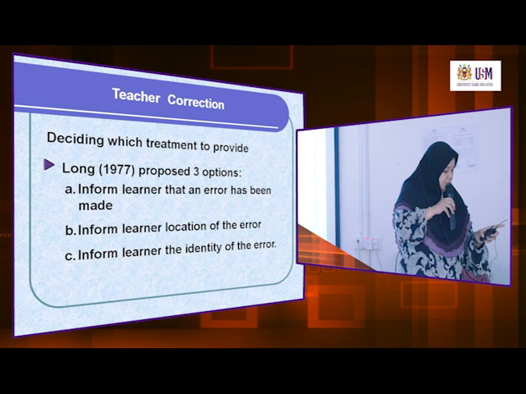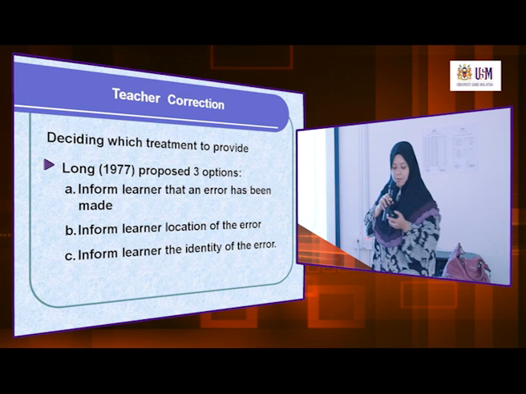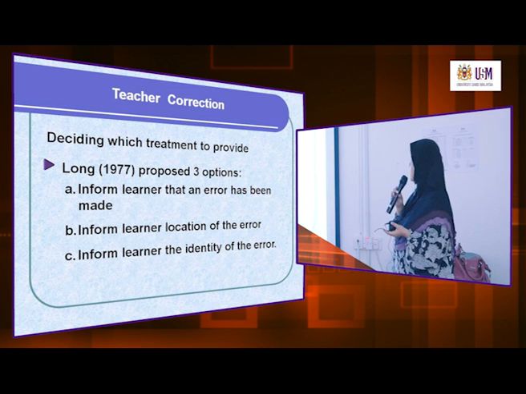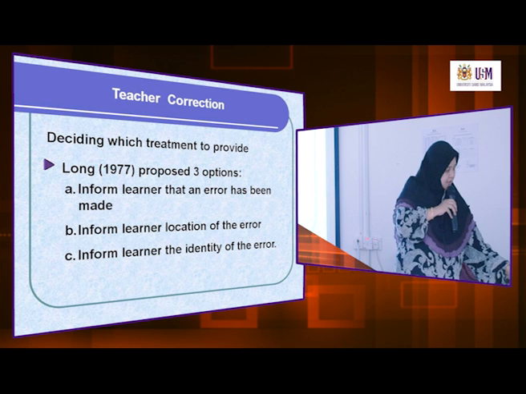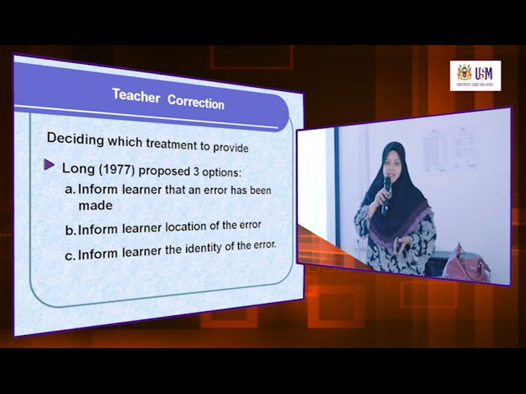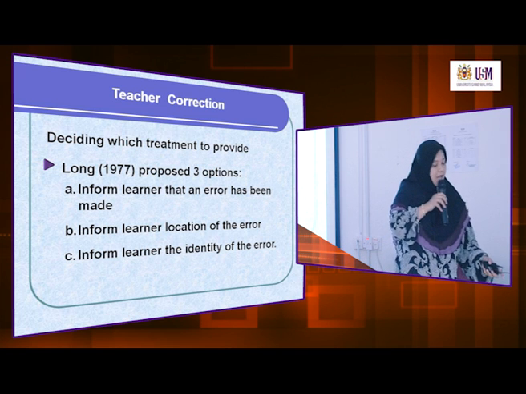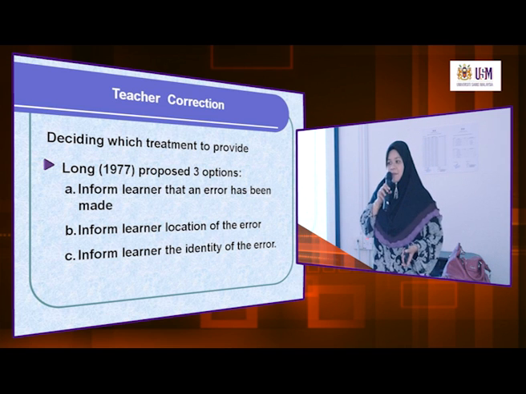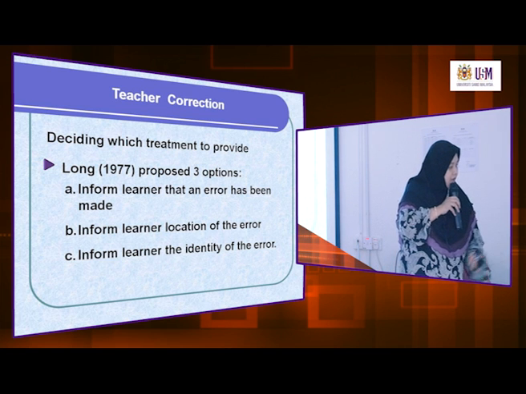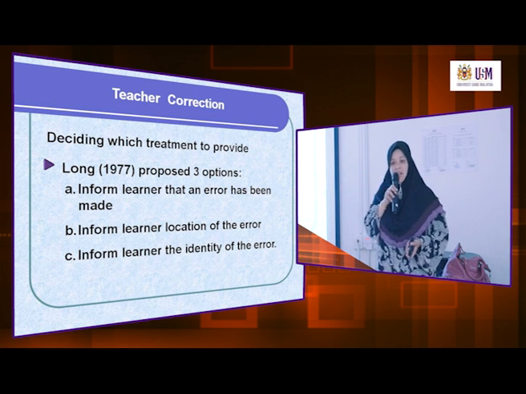Decide which treatment to provide. Long proposes three options. One is to inform the learner that an error has been made. Okay? He's not saying when, but you need to inform them that an error has been made. Inform the learner of the location of the error.